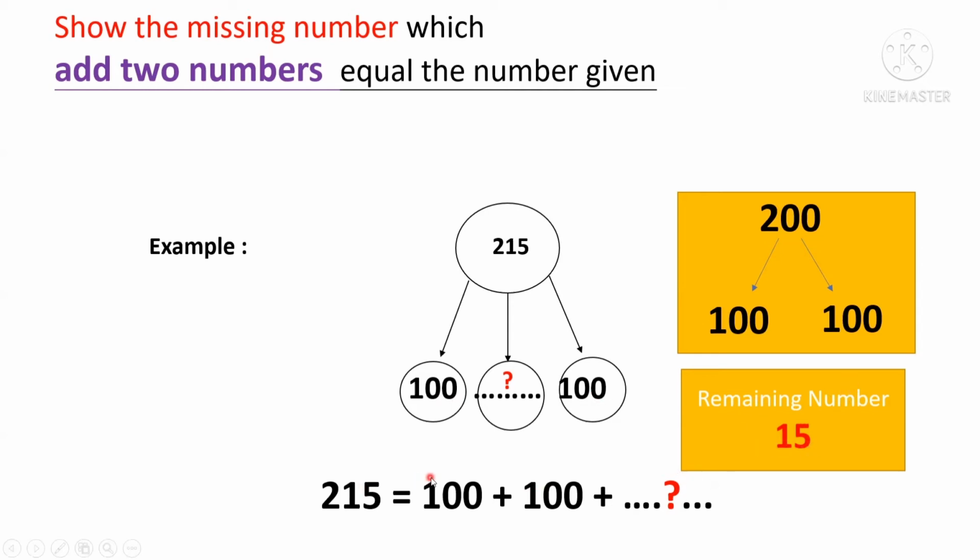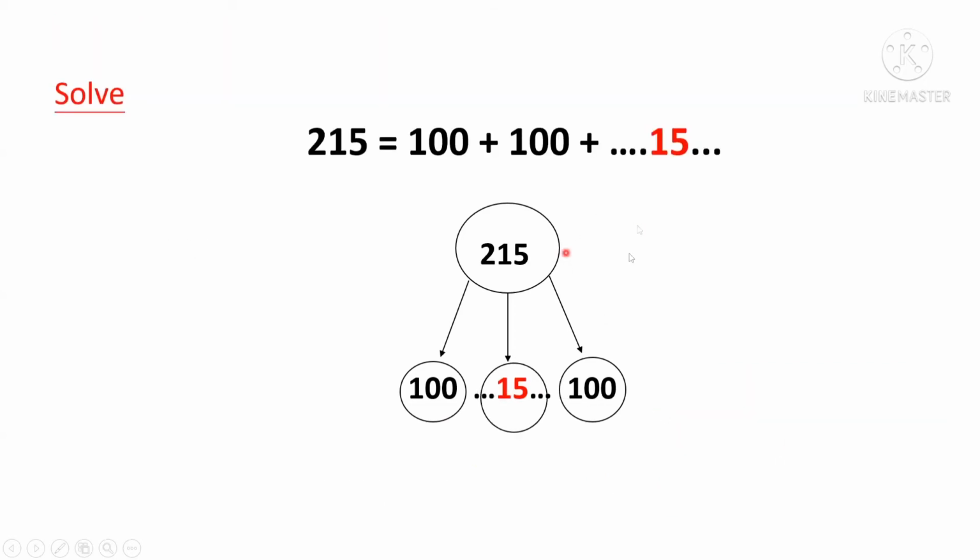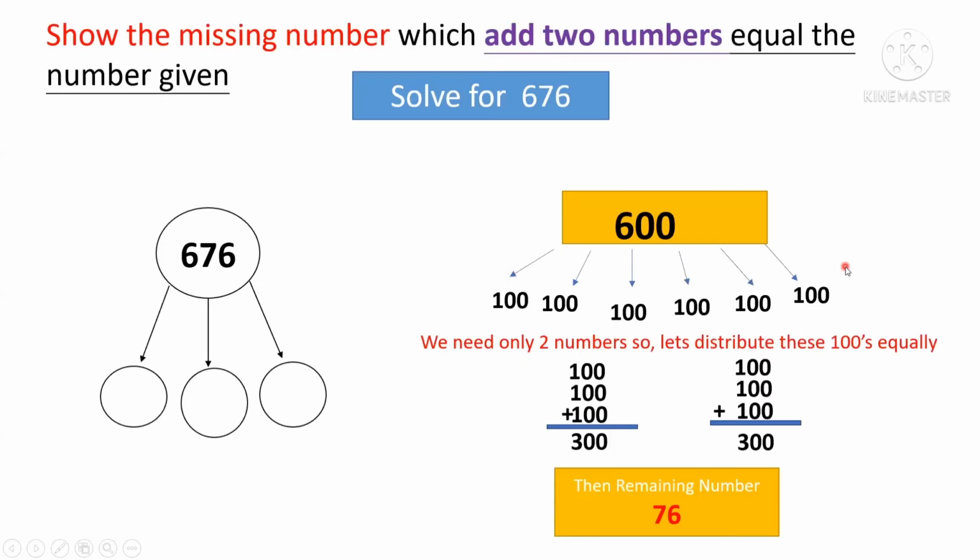So 215 equals 100 plus 100 plus the missing number here is the remaining number over here, 15. So we will write it like this. 215 equals 100 plus 100 plus 15. Okay, this was not that bad. Now let's look at the other one.